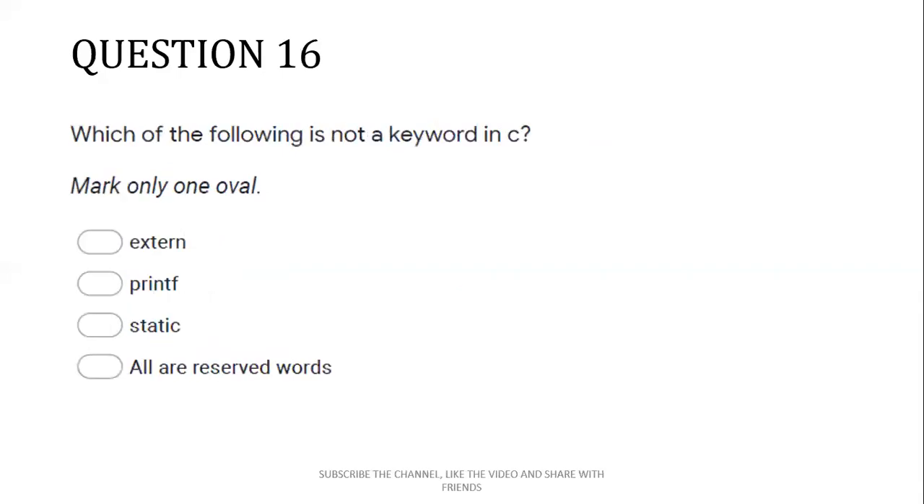Which of the following is not a keyword in C? Yes, extern is a keyword, which is a keyword of storage class. Static is also a keyword of storage class. Printf, it is not a keyword. Printf is the correct answer.